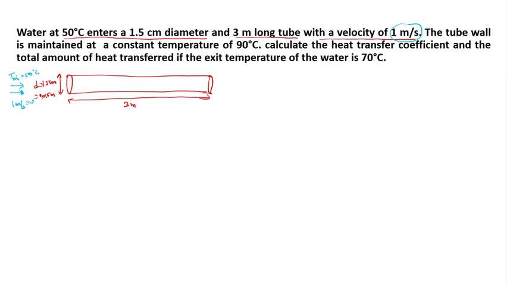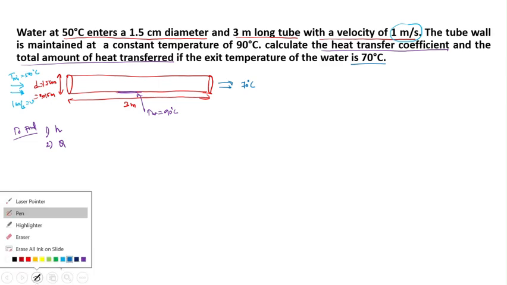Then the tube wall is maintained at a constant temperature of 90 degrees Celsius. The tube wall temperature Tw is equal to 90 degrees Celsius. Then you are going to find two parameters: first, calculate the heat transfer coefficient, and second, the total amount of heat transfer, if the exit condition of water is 70 degrees Celsius.